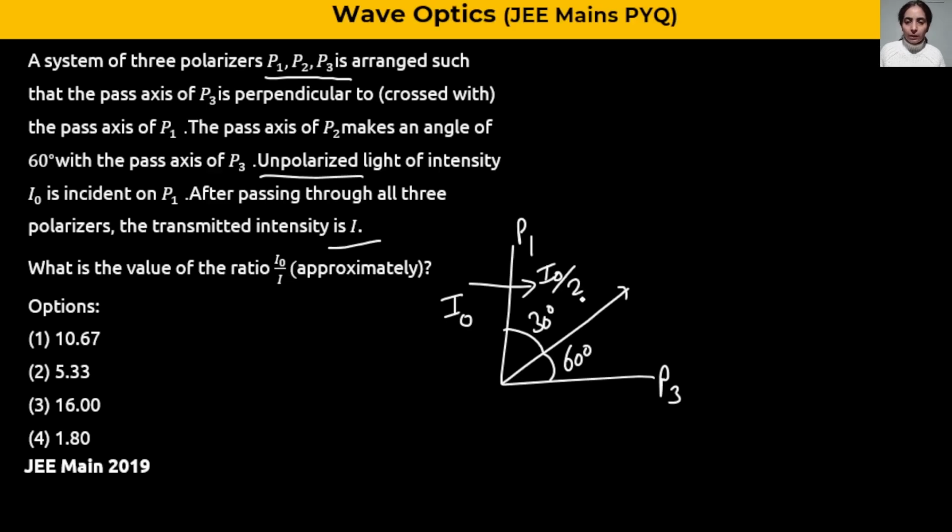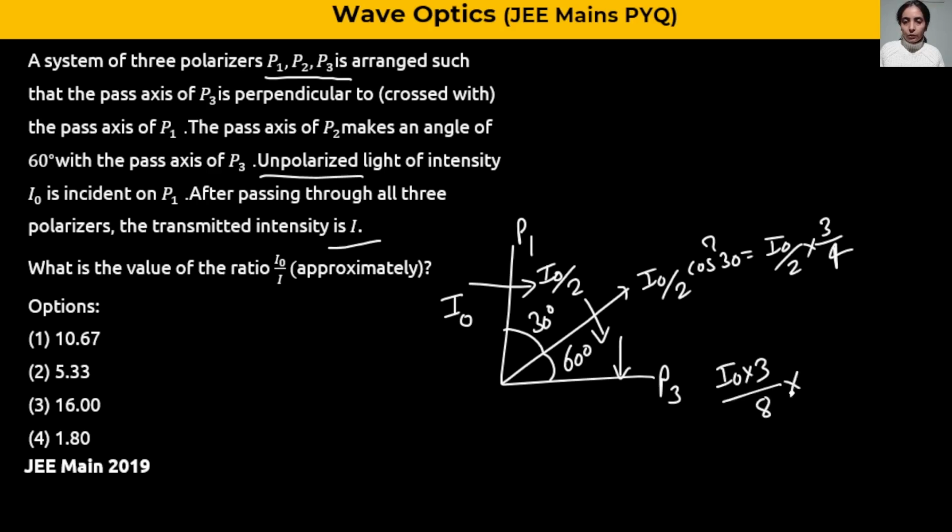So I का value आप निकाल लो. यहाँ से जब ये पास करेगा तो कितना होगा? I naught by 2 cos square 30. So that is equal to I naught by 2 into root 3 by 2 का square, that is 3 by 4. So this is the incident light on P3. So from here it will be I naught into 3 divided by 8 into cos square 60. So that will become 1 by 4. So this is equal to how much? 3 I naught by 32. Okay, so this is this.